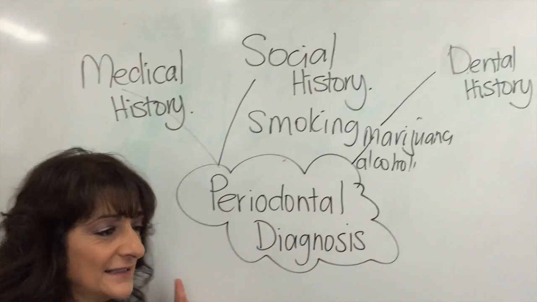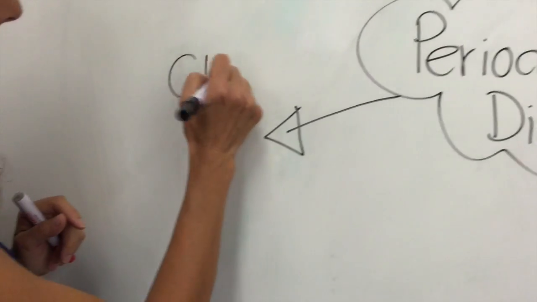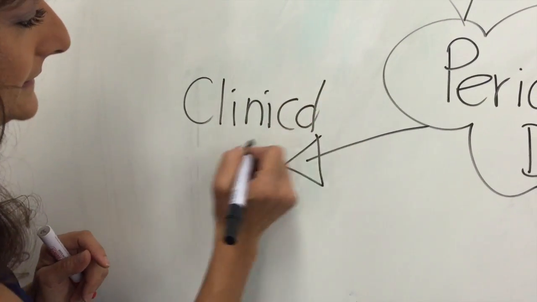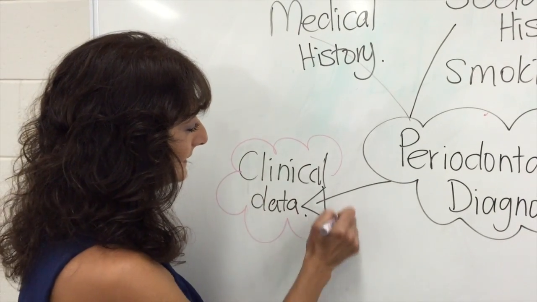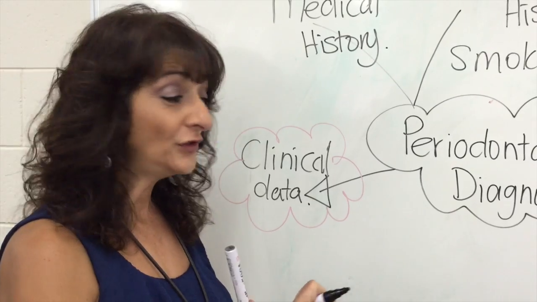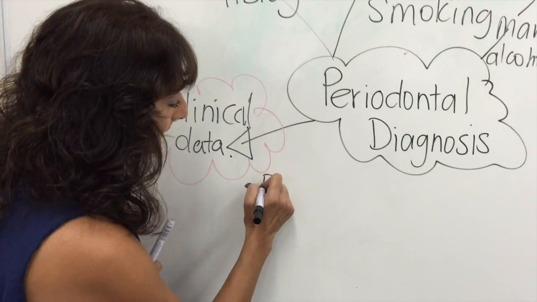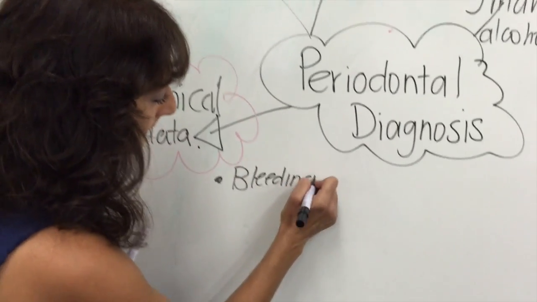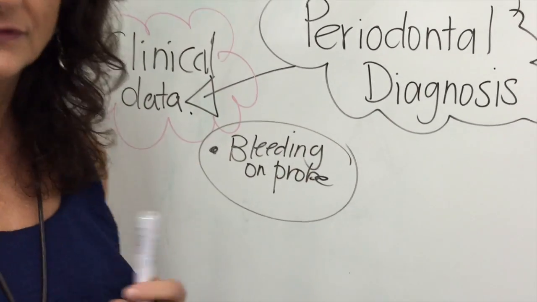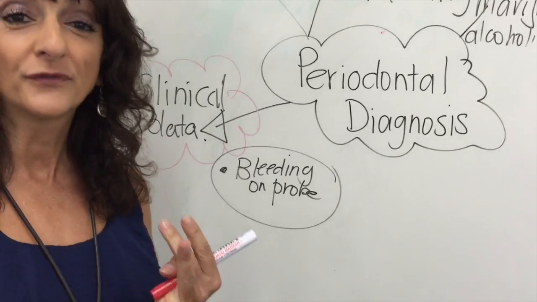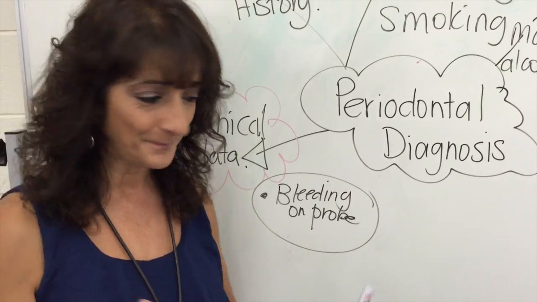Now I'm going to bring you over this side of the board. The next step is the collection of our clinical data. So our clinical data is extremely important. There's a few aspects that we need to consider for periodontal diagnosis. The first one is bleeding on probing. It's how much blood is there, how much inflammation is there in the gingival tissues. Sometimes it could be profuse, sometimes it could be just mild, sometimes it could be somewhere in between.